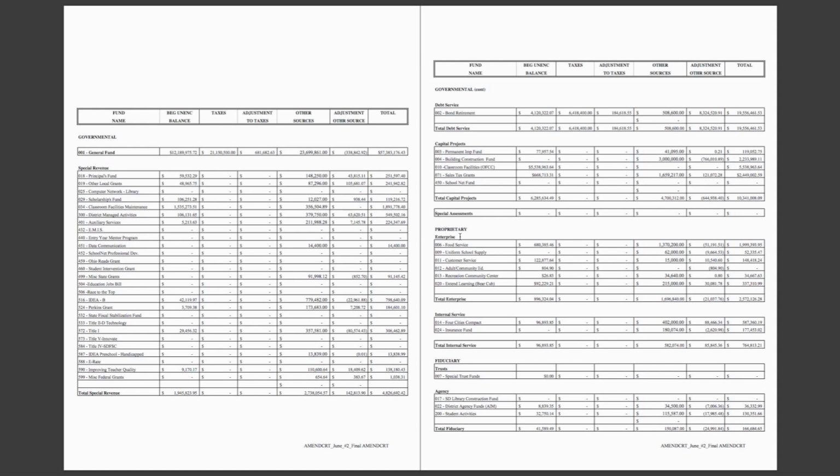Some other funds that might be of interest: food service. You can see that we have nearly $2 million available there when you take our initial balance plus the revenue received this year.